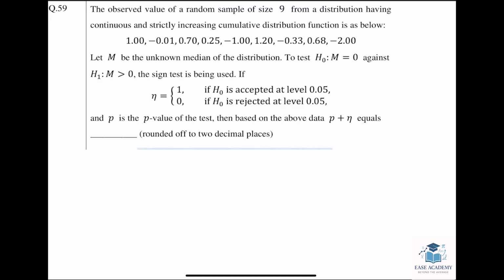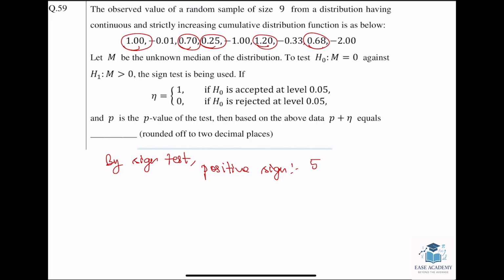So by using the sign test, here we'll have to count the number of positive signs and the number of negative signs. So the positive signs will be, that is this 1, 2, 3, 4, 5, that is 5, and the negative signs will be 1, 2, 3 and 4.